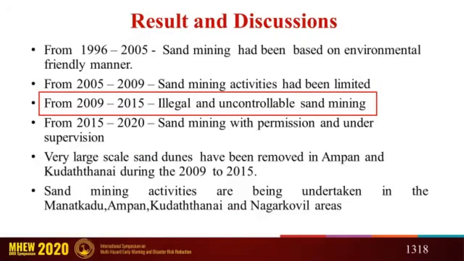From 1996 to 2005, sand mining had been carried out in an environmentally friendly manner. From 2005 to 2009, sand mining activity had been limited because of the war. From 2009 to 2015, illegal and uncontrollable sand mining activity was undertaken. From 2015 to 2020, sand mining was with permission under supervision. So very large scale sand dunes were removed in the Amban and Kudathane area during the period of 2009 to 2015. Sand mining activity is being undertaken in areas such as Manakkadu, Amban, Kudathane and Nagargol.